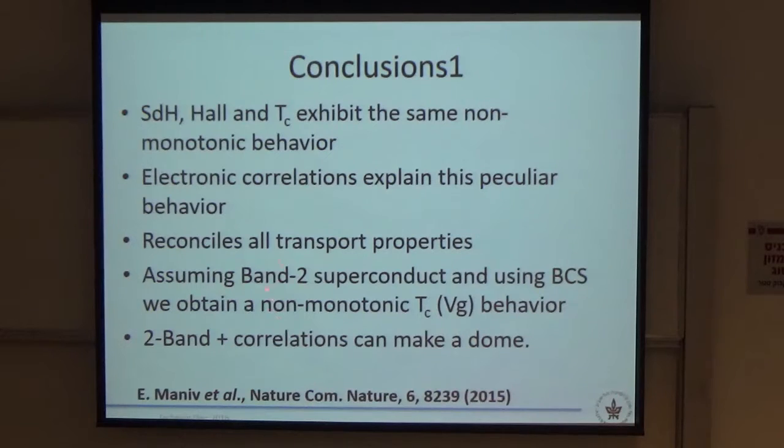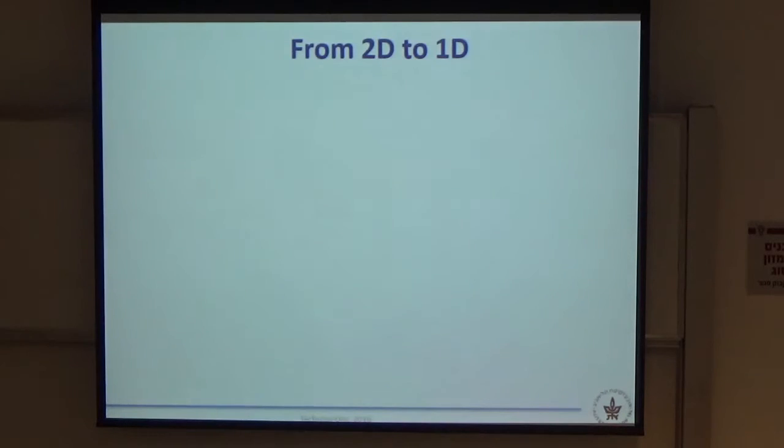Okay, so the cubic electron gas, Hall and Tc exhibit the same behavior. And electronic correlation explains peculiar transport properties, and all transport properties are reconciled now, and we assume 2-band superconducting BCS, but only with 1 band participating, not 2 bands, and 2 bands and correlation can make a dome. Okay, and now in the last 10 minutes, I'll go from 2D to 1D. And then I'll let you ask questions.